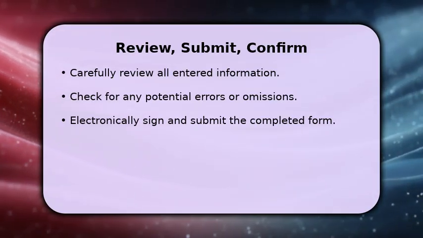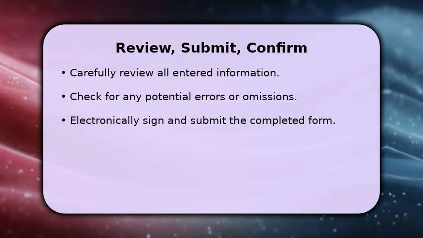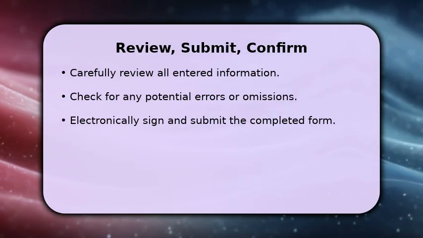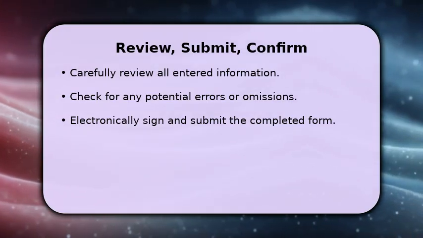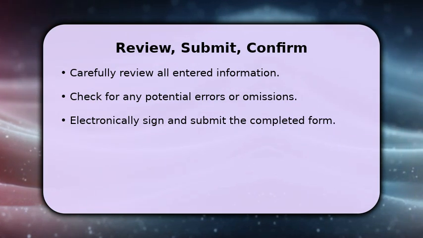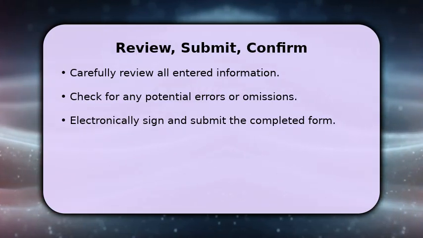Thoroughly review all the information you've entered into the e-filing system. Double-check for any errors or omissions that could delay processing. Once you're confident everything is correct, electronically sign and submit your Form 990Z. Always save or print the confirmation of your successful filing for your records, as this is your proof of submission.